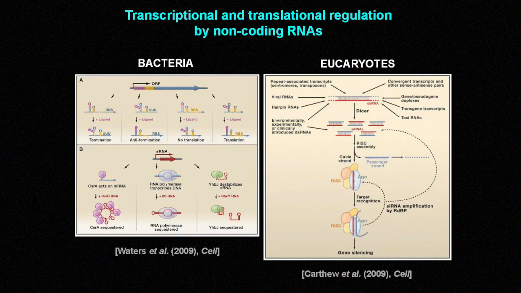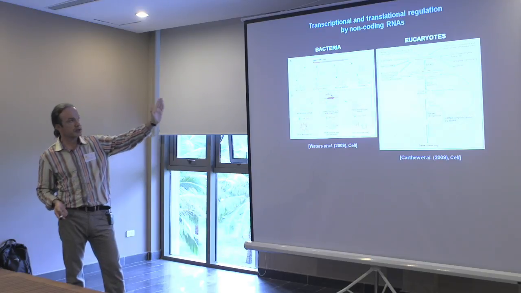Again, RNA is also important in the transcriptional and translational regulation. This is a quite complex issue, but I don't want to show you so many details, but only to show you this idea. RNA is very important in the regulation of the flow of genetic information, okay? Both in bacteria, eukarya, and eukaryotes.